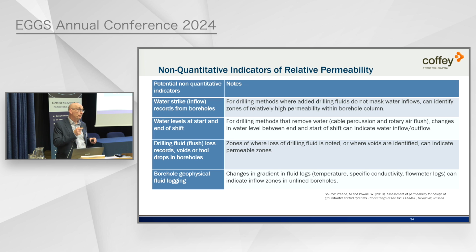But of course, in a poor aquifer with low permeability, you might not get full equilibration overnight. Obviously, information on the drilling fluid behaviour, any fluid loss, percentage return and so on, any voids that are reported, these are all useful secondary indicators of permeability. And finally, if you're lucky enough to have some borehole fluid geophysical logging, where you run a sonde down a fluid-filled borehole, changes in the temperature, changes in the conductivity and flow meter readings can be very useful.